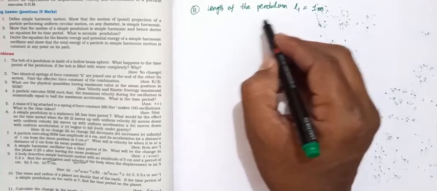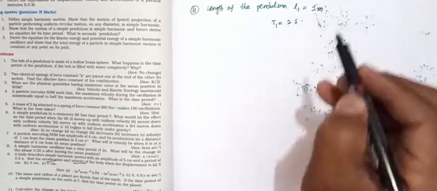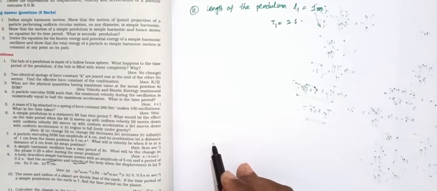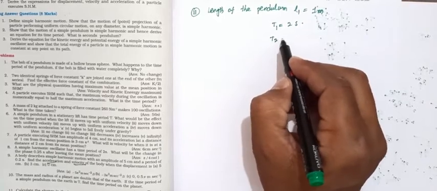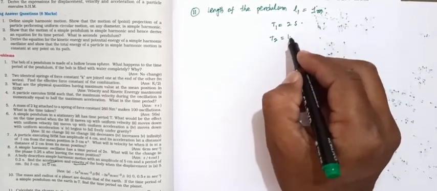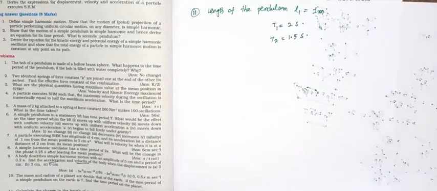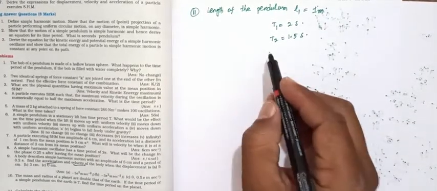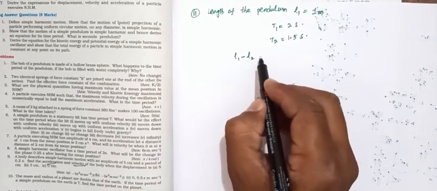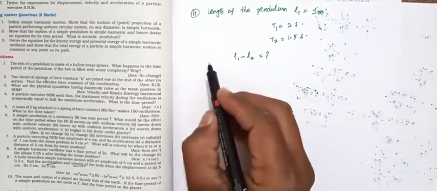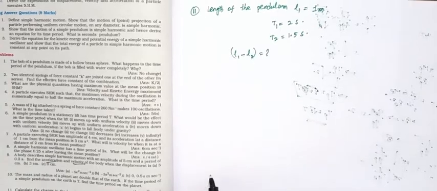So the time period T1 equals 2 seconds. The time period changes, T2 equals 1.5 seconds. So we can calculate the change in the length. Change in the length is nothing but L1 minus L2. Change in the length. Okay.